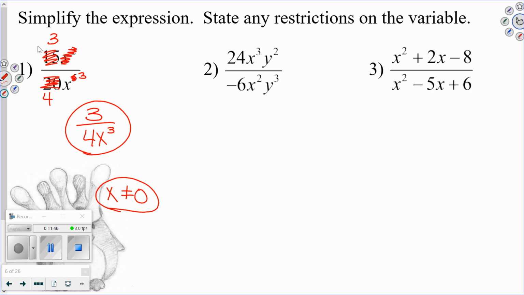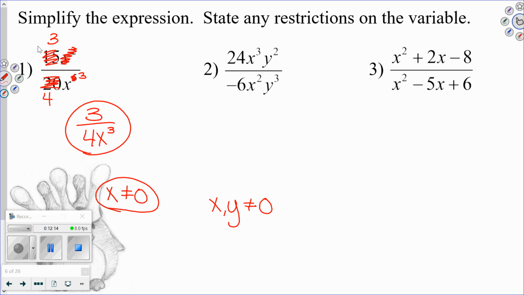All right, number 2. So step 1 is to factor, but if there's no pluses or minuses, do I factor anything? I don't factor it. Step 2 is my restrictions. Notice in the denominator I have an x and a y. X and y, neither one can equal what? 0. Again, they're just being multiplied. The only thing that's going to make that bottom a 0 is if x or y is 0.